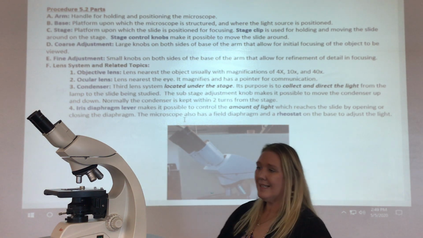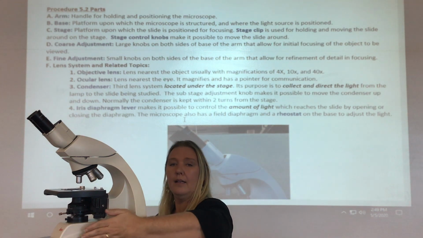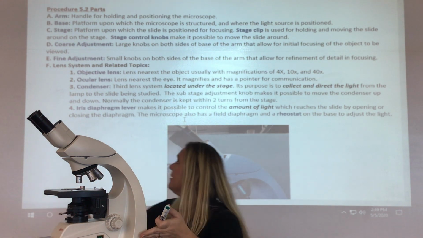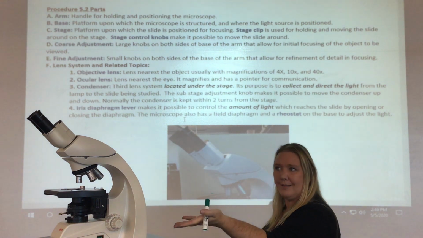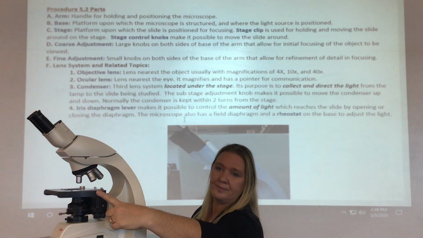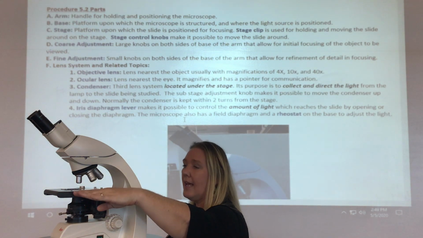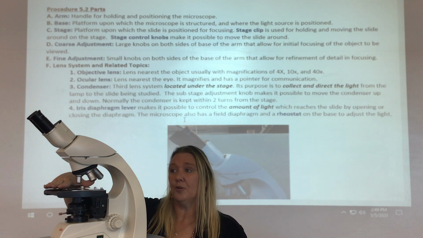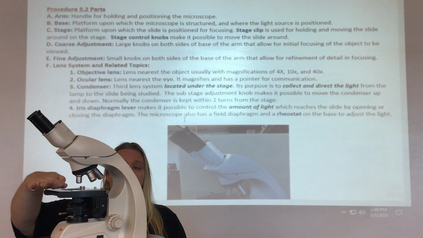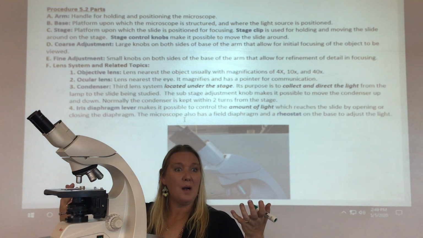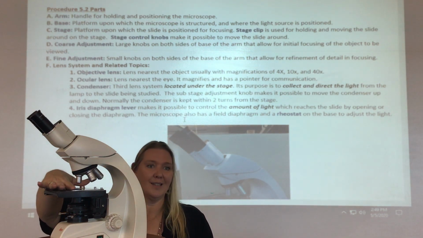The next one is the base. The bottom is the base, right down here. It's going to be the platform it sits on. The next one is the stage. This is where you're going to put the specimen or the slide that you're going to look at. So that's this little platform right here. Just as a performer goes on stage, your specimen is going to go on stage.